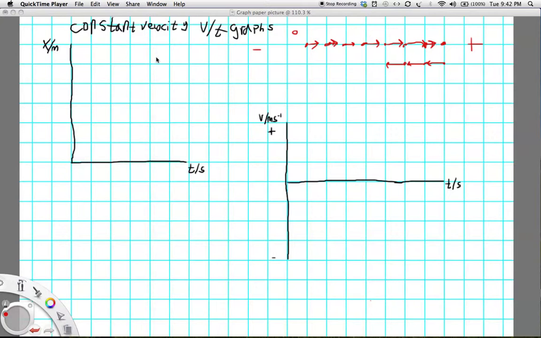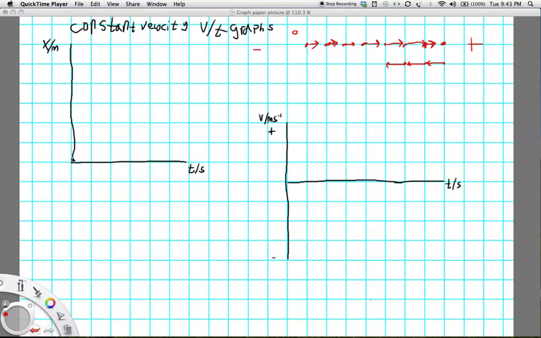This video is about constant velocity, velocity time graph. Here's my object. It's red here. It's moving. This is the positive direction over here, there's a plus sign, and then the negative direction. It starts at about 0, moves in the positive direction, stops for a second, and then goes backward.